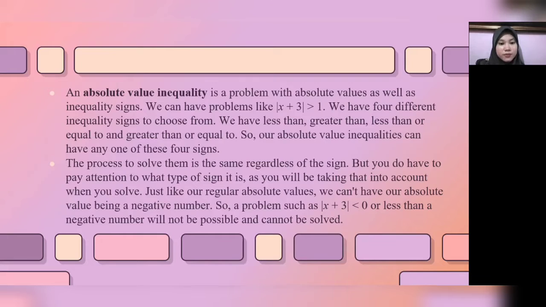The process to solve them is the same regardless of the sign, but you do have to pay attention to what type of sign it is, as you will be taking that into account when you solve. Just like our regular absolute values, we cannot have our absolute value being a negative number. So a problem such as absolute value of x plus 3 less than 0, or less than a negative number, will not be possible and cannot be solved.